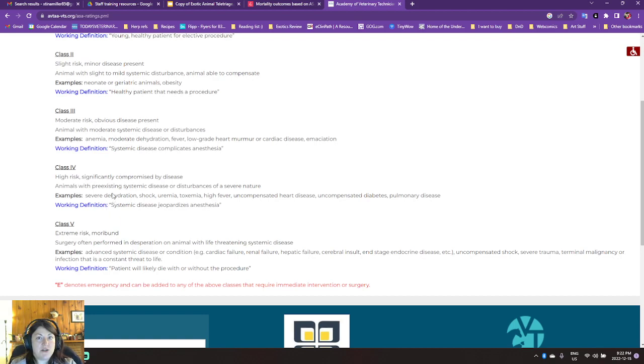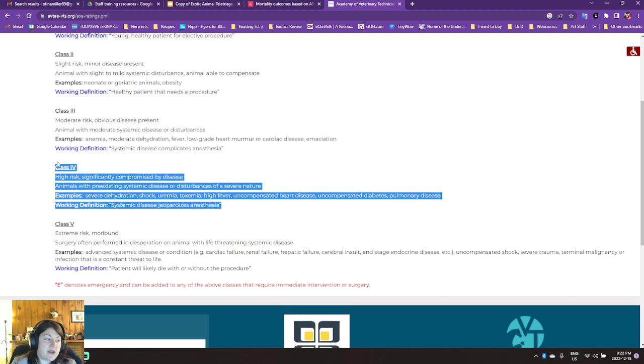Arguably, with class 5, we tend not to do surgery on them unless we're really pushed to do it. Class 4 are patients that have severe disease: they're severely dehydrated, they're in shock, they're uremic, so they have elevations of metabolic waste products that normally would be filtered out by the kidneys. They can be toxemic, like rabbits that have enterotoxemia from gut stasis. They have a really high fever, heart disease that's not well controlled, diabetes that's not well controlled, or lung disease. These are the patients that make nurses sweat a little bit when we're dealing with them as anesthetic patients.